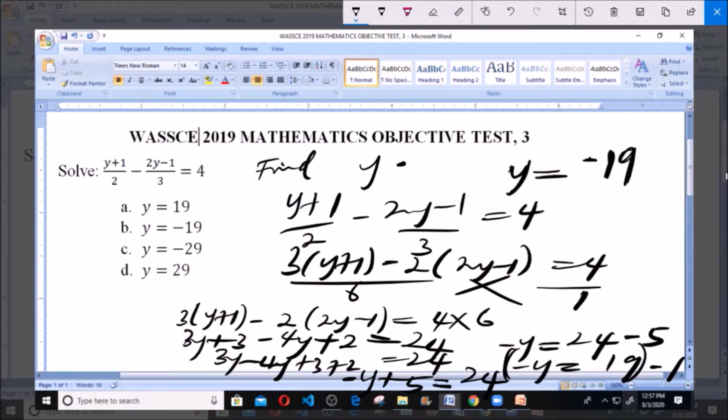So you could notice that there were trap answers here. In these options, you have 19 and you have minus 19. The correct answer to this particular question is minus 19. y equals minus 19. That's B.